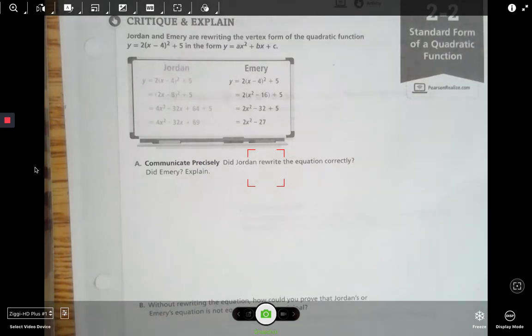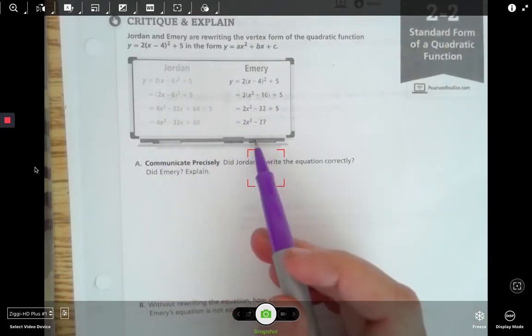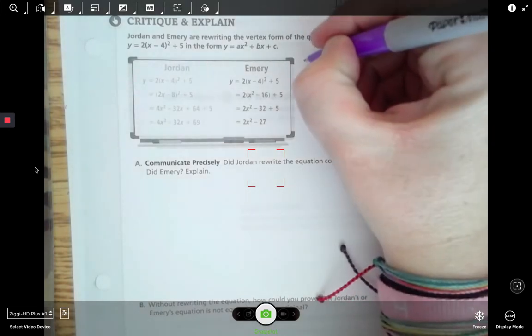So we are actually going to look at the critique and explain. And it says, Jordan and Emery are rewriting the vertex form of a quadratic function, y is equal to 2 times x minus 4 squared plus 5, in the form of y is equal to ax squared plus bx plus c. That is actually standard form. So they're converting it from vertex form to standard form. And they ask, did Jordan rewrite the equation correctly? Did Emery? Because you see they have two different equations, right? So let's figure it out ourselves. Let's see if they wrote it correctly.